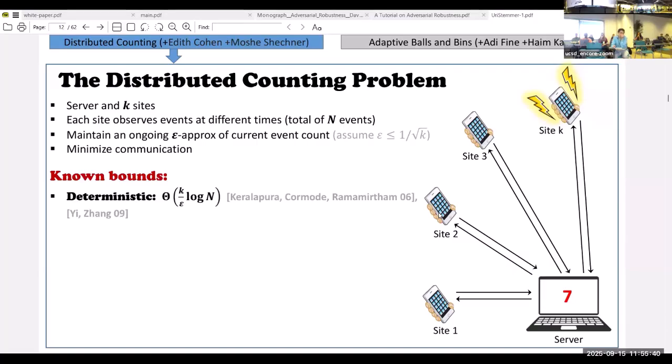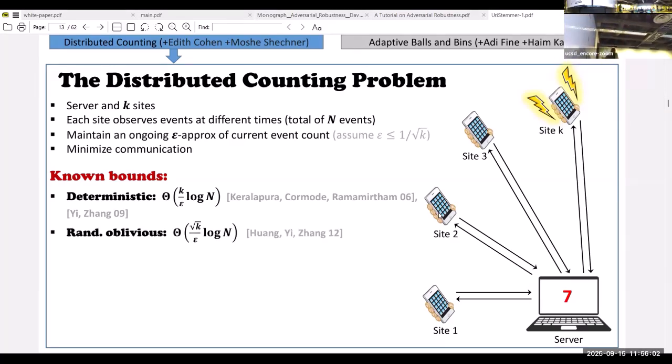So what do we know about this problem? First, if you want deterministic protocols, then we basically know the answer exactly. Known results from '06 say that if you want a deterministic protocol, then it is sufficient and necessary to have overall communication complexity k over epsilon times log N. What about randomized protocols? Huang et al. showed in 2012 that if you use a randomized protocol, then you can save a root k factor in your communication complexity. The communication drops from k to root k over epsilon times log N.